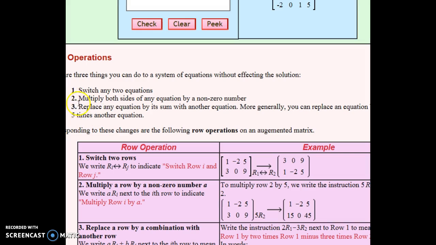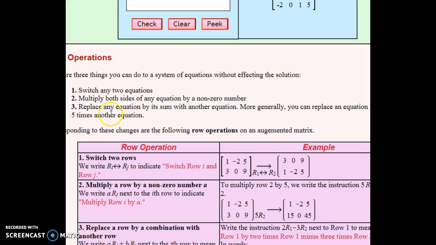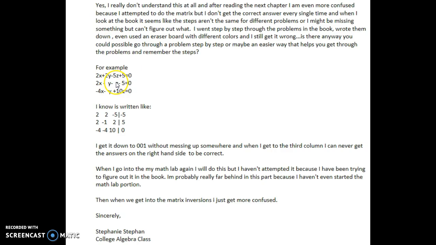Most of the time you'll be using operations 2 and 3, where you either multiply a whole row by any non-zero number. And here it says multiply both sides of an equation. That's basically a different way of saying multiply an entire row. When you have that augmented matrix, you're putting both sides of the equation in a single row. So multiply the row by any non-zero number, or add any 2 rows together. And you can add multiples of the rows. So you could do 2 times the first row plus 3 times the second row, but you're adding the 2 rows together. So let me go through how to solve this.